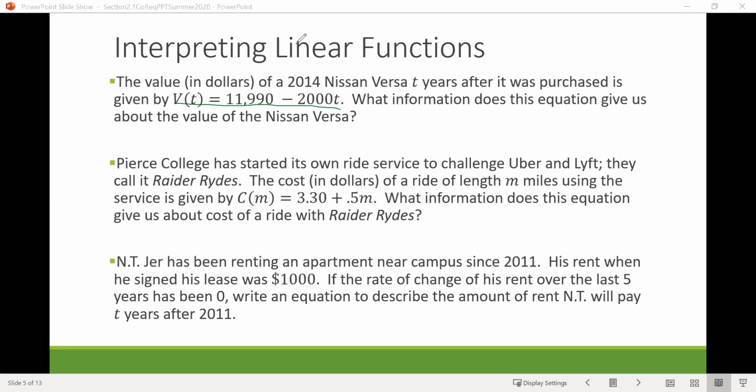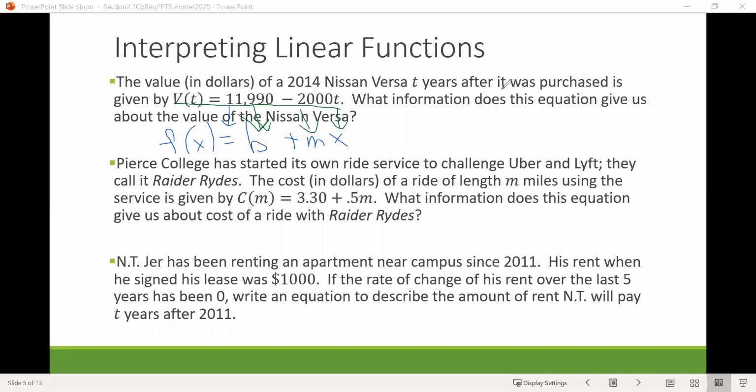Okay. Well, we can line up this equation here with that form f of x equals b plus mx, right? I did it this way because I see that the variable here is t, so that's going to go with the x. And that negative 2,000 is being multiplied by the variable, so that could be the m. And 11,990 would be the value for b.